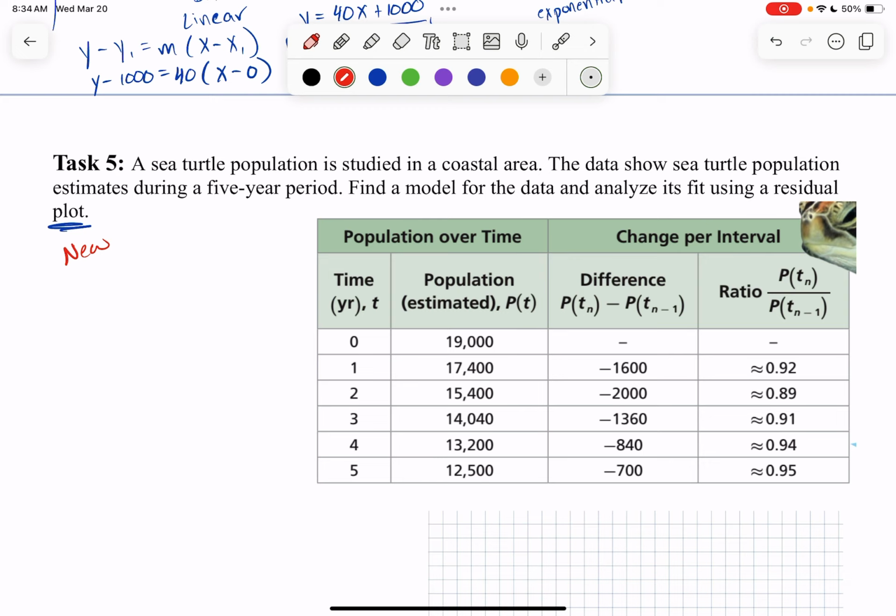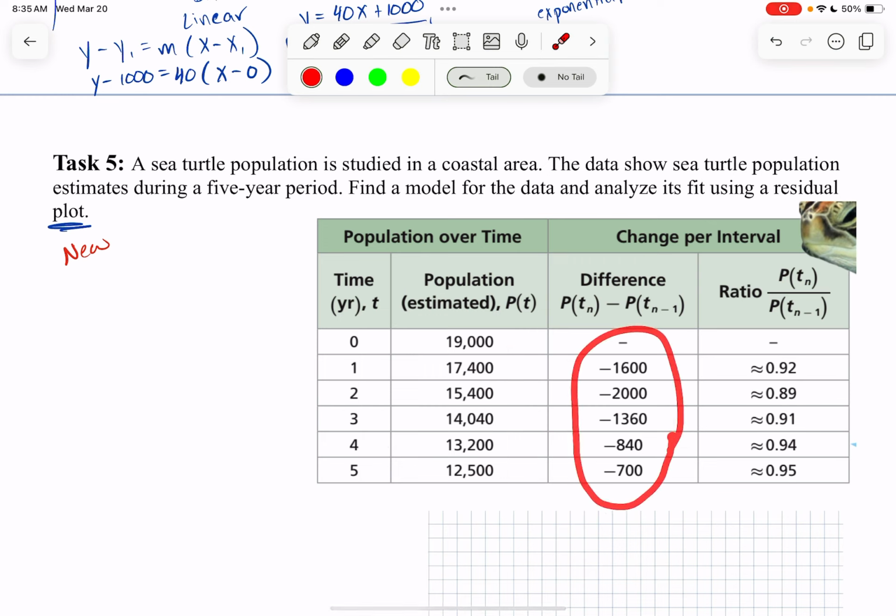So I'm going to show you how to do that and how we know from the plot whether it's a good fit or not. So first we need to find a model for the data. Here they give us the year from 0 to 5, and here's the estimated population. If you notice our common difference, it is not common. This difference goes down by 1600, then down by 2000, then down by 1300, so it went the other way around. So definitely not a common difference.